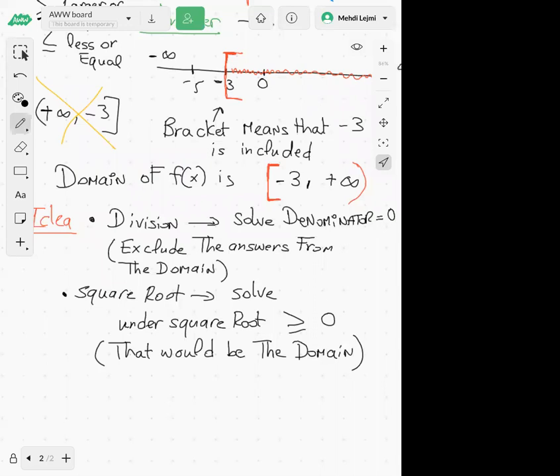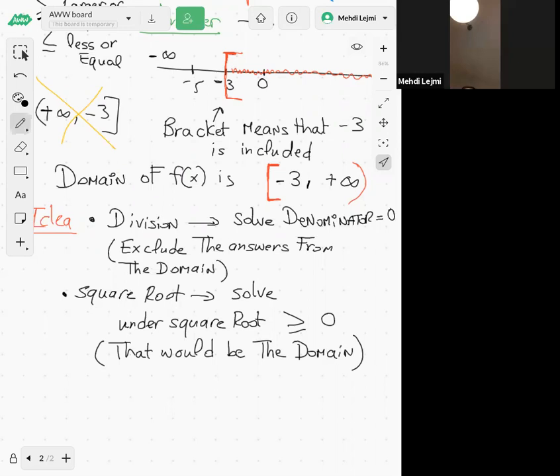What are the practical uses? Because you need to know what you can input. You have some function, and you need to know what you can input in the function f. What kind of values can x be, right?